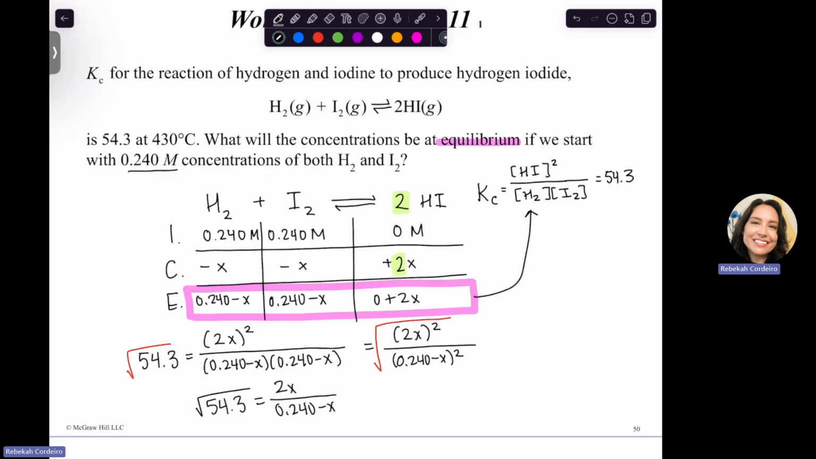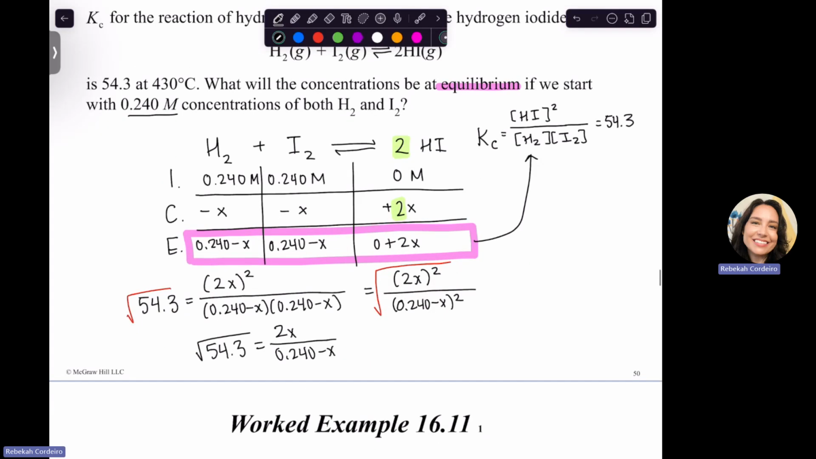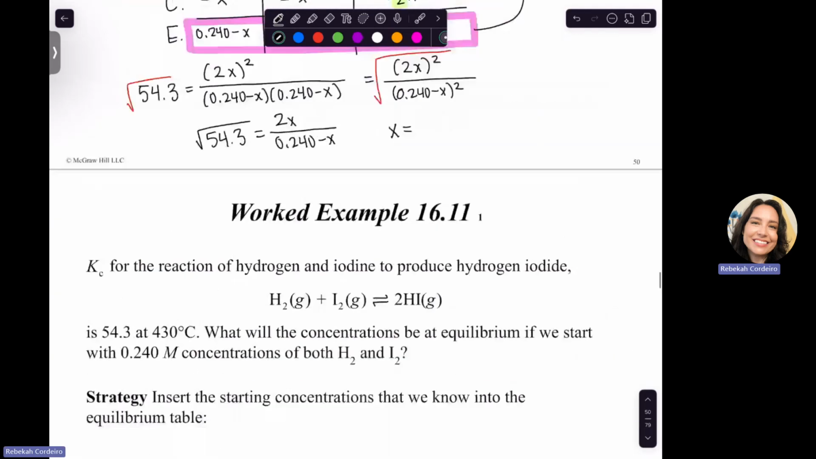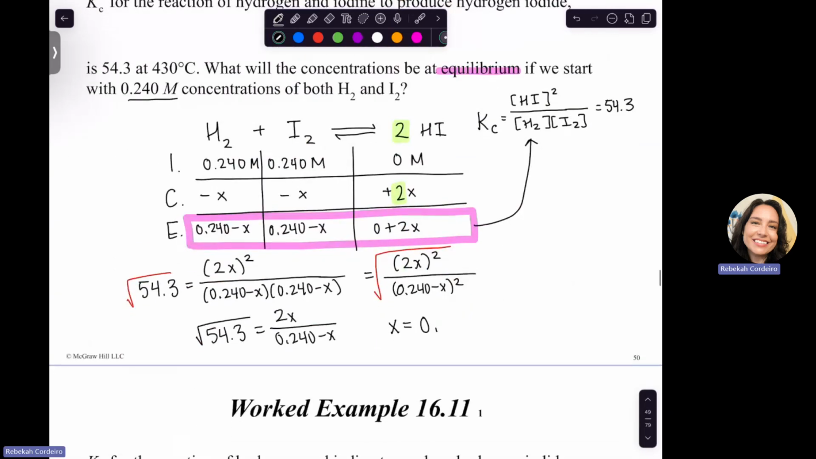So one way to avoid doing the quadratic formula and a whole bunch of extra math is to see if both the top and the bottom can be squares, and then just take the square root of both the number for K and the fraction. As we do this algebra out, we'll find that x is equal to 0.189. If you need help with that algebra, definitely let me know. But this is not quite our final answer, because I want to know the equilibrium amounts for each.